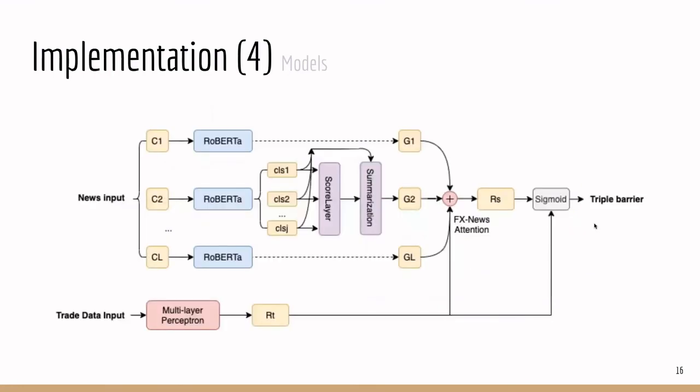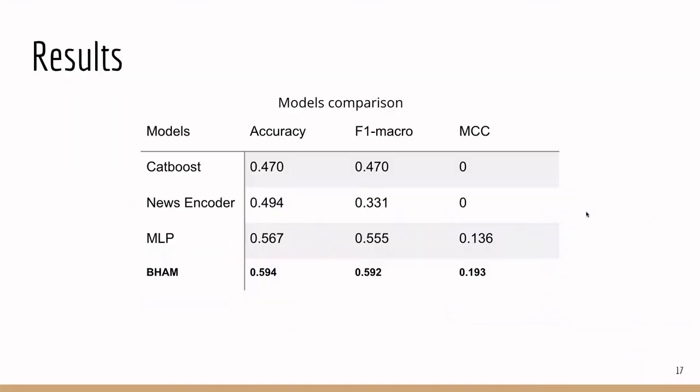Here is the final model, which we have implemented during my thesis. We have replaced BERT with RoBERTa, that is done by Facebook, and is a bit more robust and more efficient than BERT. We have replaced the label here, the trend prediction, with the triple value. So the model performed quite well compared to the three baselines.